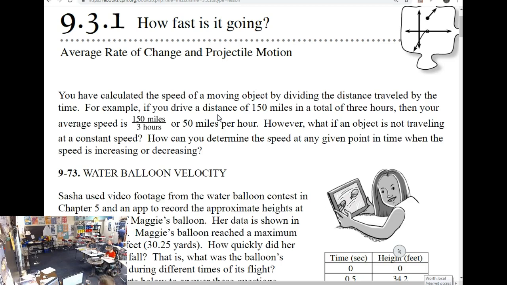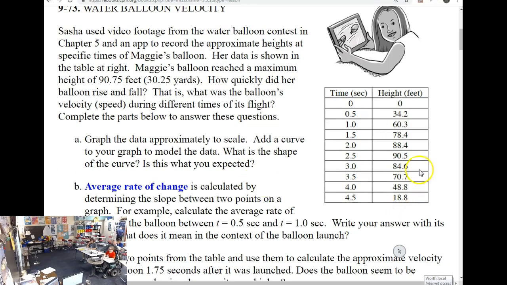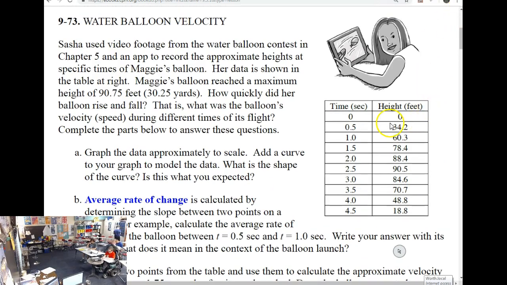Projectile motion. So Sasha uses this idea to create her own water balloon cannon, and she has the results as shown on your resource paper. Now, our task today is to be able to determine her average rate of change. What is average rate of change? Well, I'm glad you asked. It is the slope between any 2 points will give you the average rate of change between those 2 points.